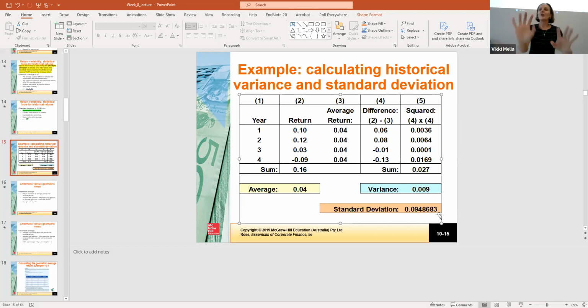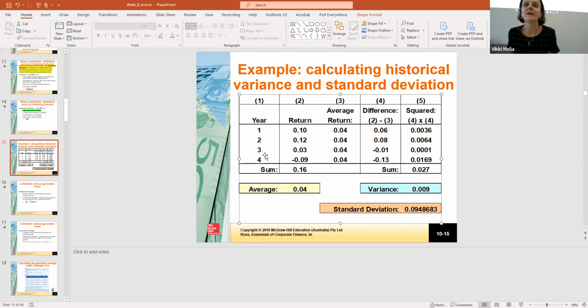So we always follow the same steps. Step 1, calculate the average return. Step 2, calculate the differences. Step 3, square them, sum them. And then step 4 is calculating that variance. And the variance was the sum divided by t minus 1. T is 4 because we've got 4 pieces of data or 4 observations.